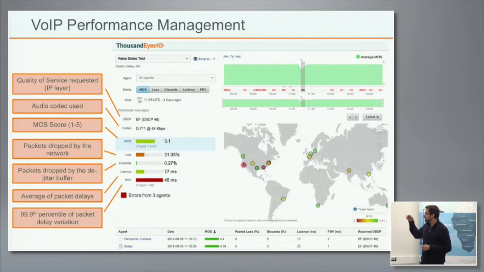And then based on all those metrics, we calculate the mean opinion score, which is a qualitative value between 1 and 5, 1 being very bad voice quality and 5 being conversational quality. And we calculate the ratio of packets that are dropped by the network, and the ratio of packets that are dropped by the jitter buffer. The jitter buffer is a concept in VoIP, and it tries to minimize the impact of jitter, of the packet delay variation.